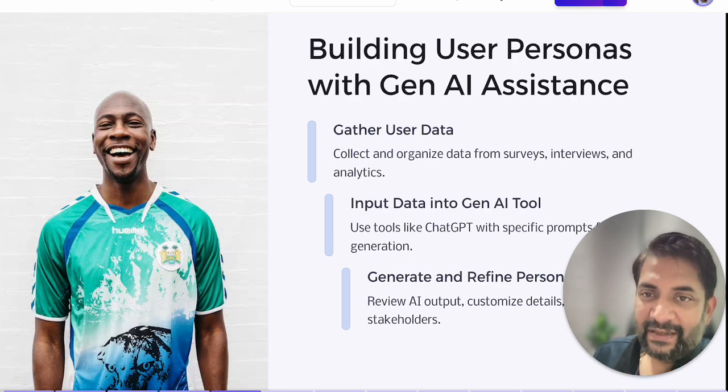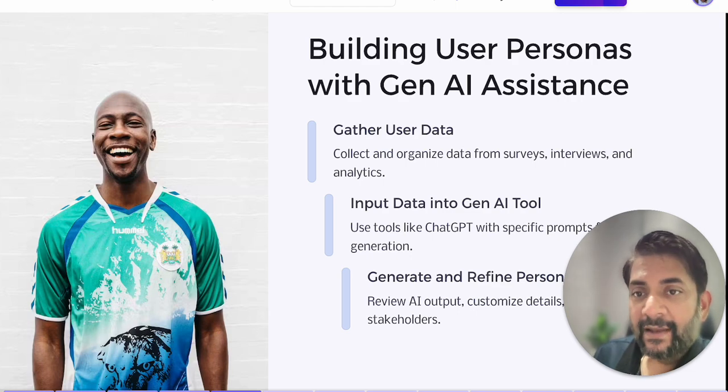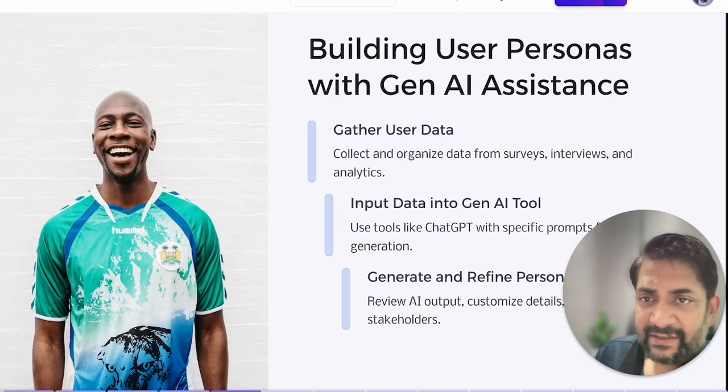Step 2, you input data into Gen AI tools. Use tools like ChatGPT or specialized AI persona generators. You prepare the prompts. You create clear and specific prompts to guide the AI in generating personas. For example, create a user persona for a project manager who frequently uses task prioritization features and values time efficiency. That's step 2.